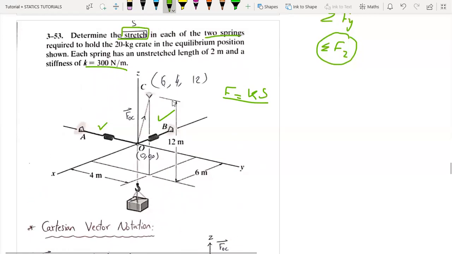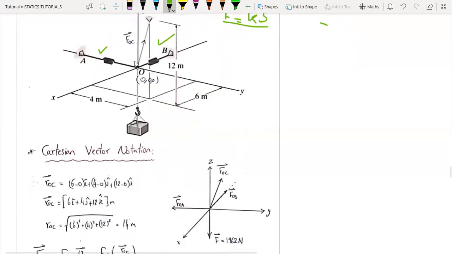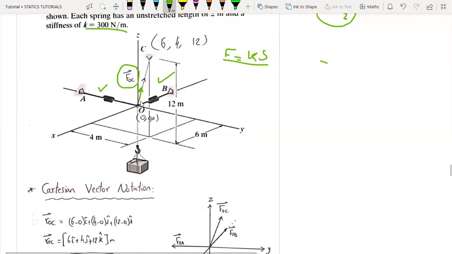But here it's easier to use the Cartesian vector notation in 3D. So first of all, we have to find the Cartesian vector notations for all the forces. So here, for the force FOC, the position vector ROC, here it's the origin, so the coordinates are 0, 0, 0, and at point C, it is 6, so we have moved here a distance of 6 meters.